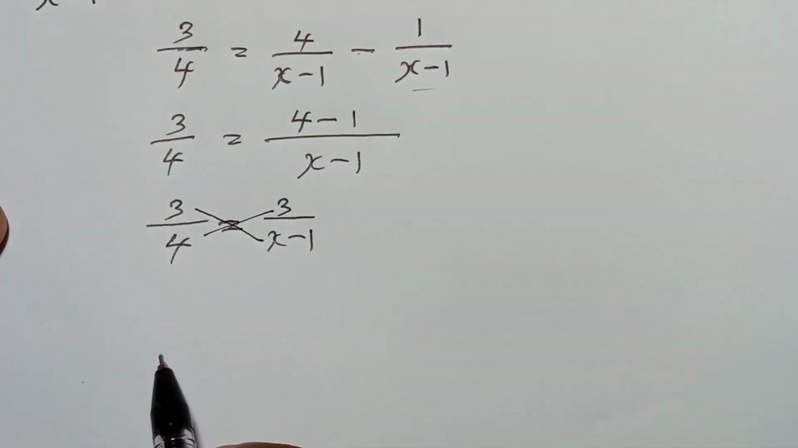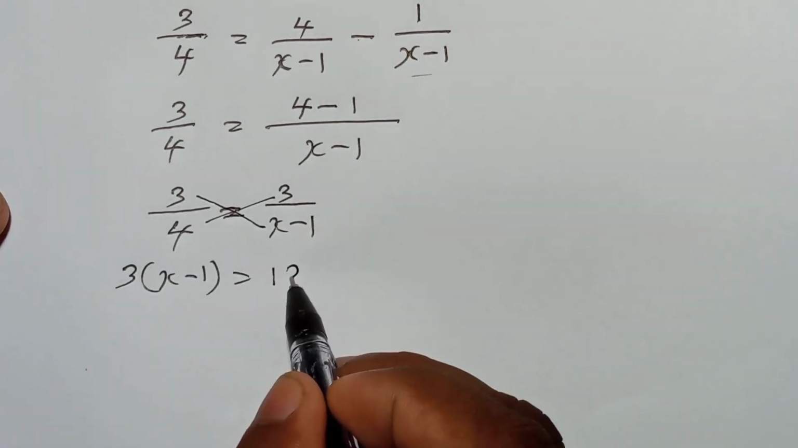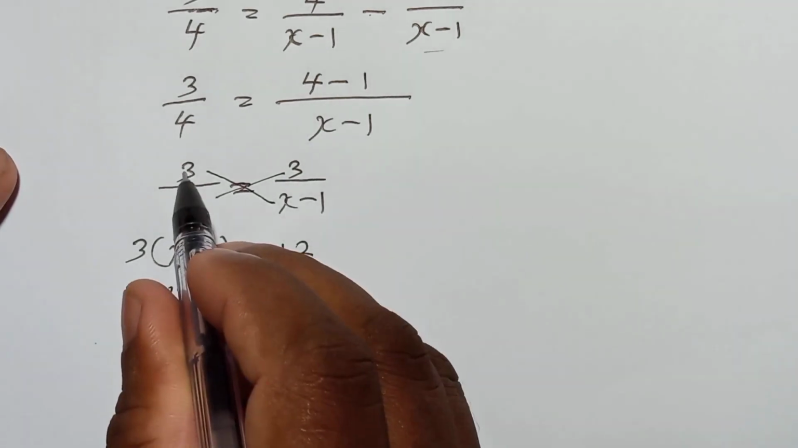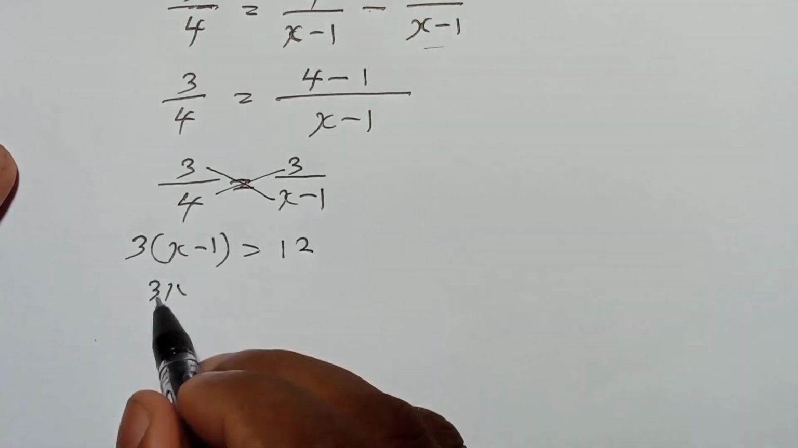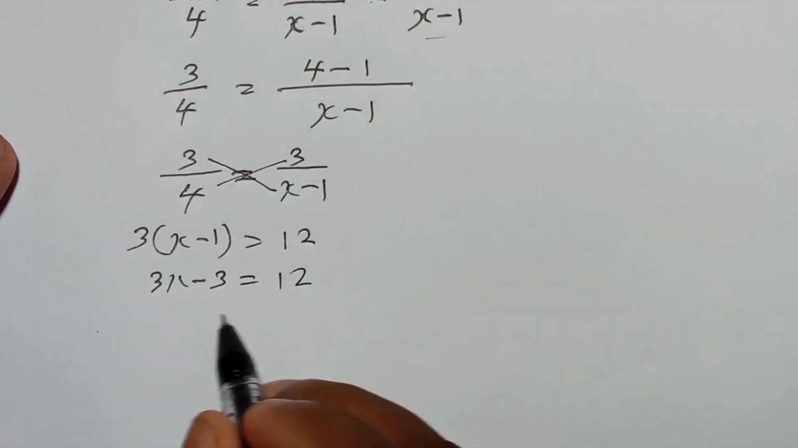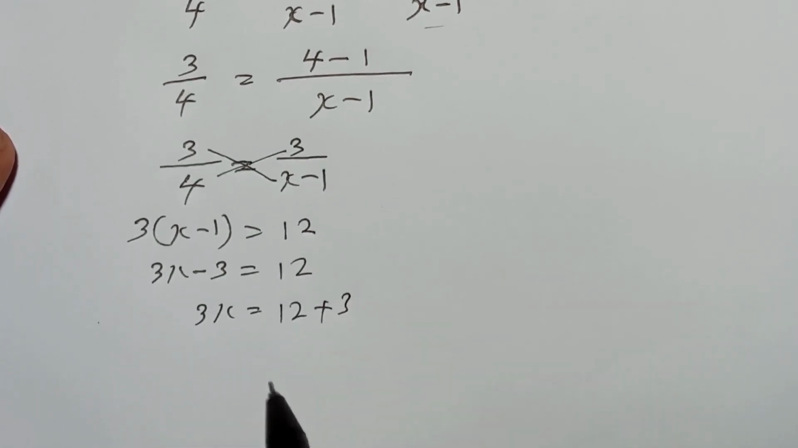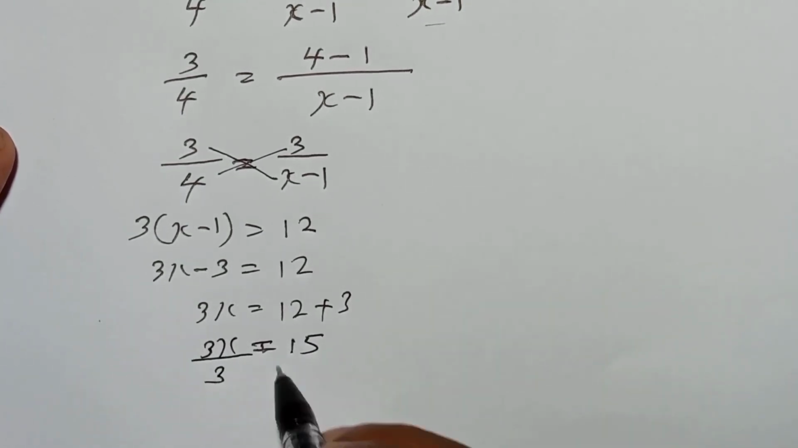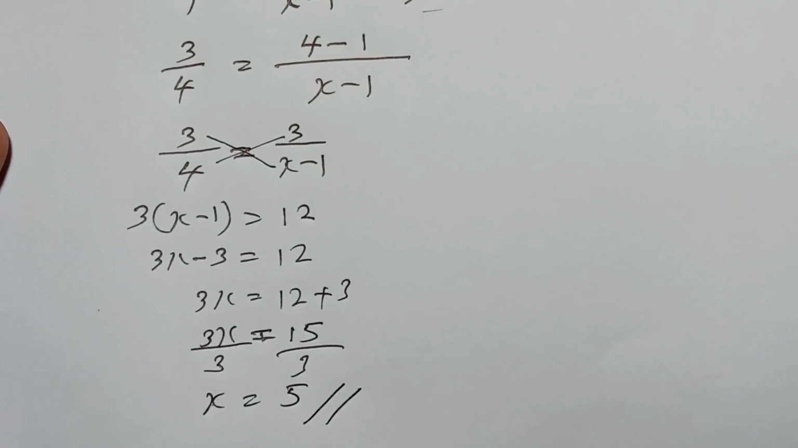Cross multiplication we can apply. So 3 into x minus 1, and 4 into 3 is 12, right? So 3 into x, 3x, 3 into minus 1, it will be minus 3, and here 12. Now this minus 3 will go over here, so here 3x, 12 plus 3, this minus becomes plus. Now here 15, here 3x. Okay, now I don't need to explain. We divide by 3 both sides, so x equals 5. We get the value for x.